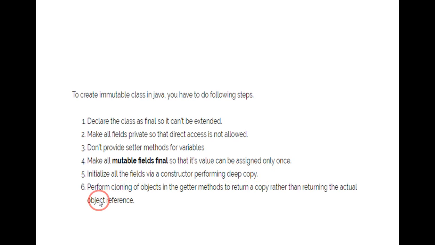And the last one, perform cloning of the object in the getter method to return a copy rather than returning the actual object reference. We have a getter method, right? Through the get method you can return a particular member variable or a particular object, like a String object or an Integer primitive data type, or other data types. Instead of returning the actual reference, you need to return the clone copy, which will be a separate reference. So this is how you can achieve it.